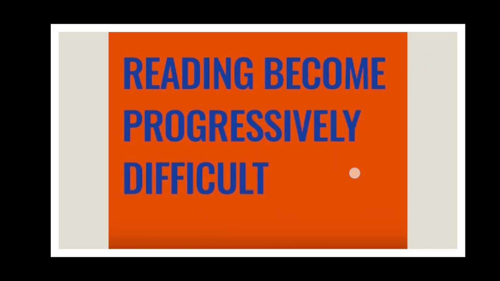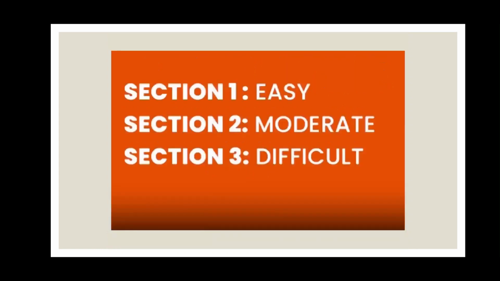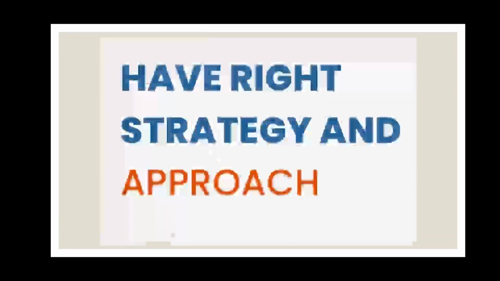In the reading module, whether you are an Academic or General Training student, you need to understand that reading becomes progressively difficult. Section 1 is the easiest one, Section 2 is moderate, and Section 3 is the most difficult. So this is the reason I always suggest students have an approach for reading: how to approach each section, what mindset you should have while answering questions in each section, and how you have to attempt each question type.